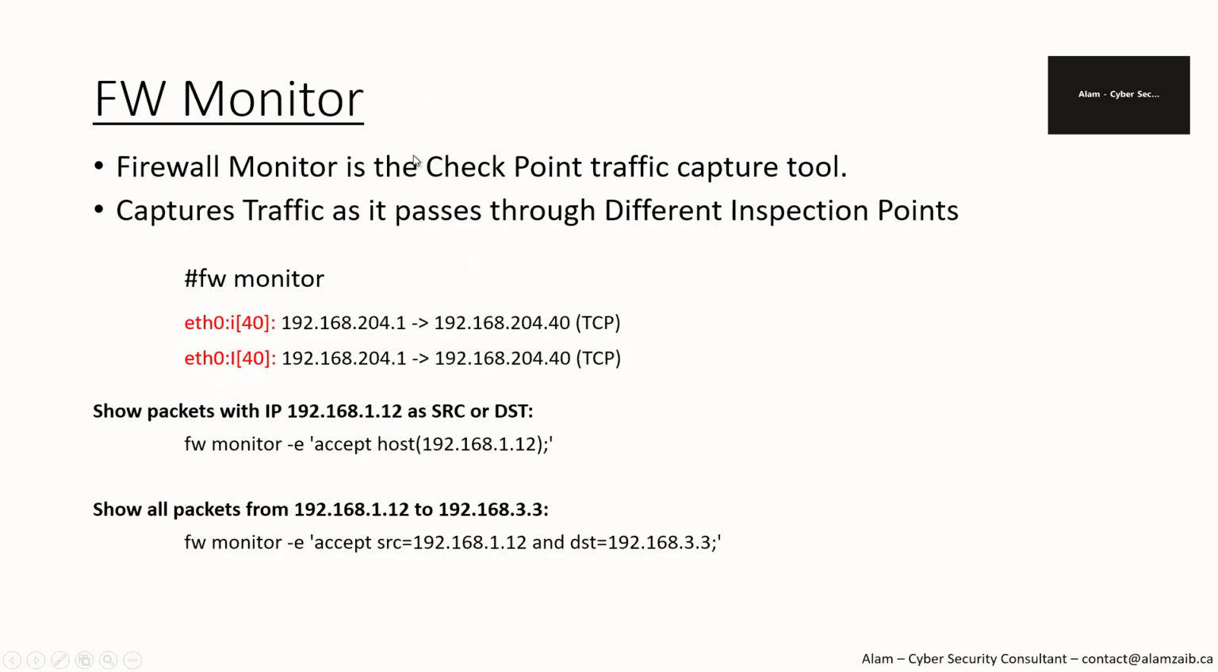FW Monitor is the Checkpoint packet capture tool, similar to tcpdump, but it captures traffic at different inspection points. So the command is fw monitor. The output will be something like the interface, and then small i, big I, small o, big O. Here's an example of how the command works. Let's say we want to find out about this IP here. It could be source or destination, so this is the command. Just use host. If you want to be more specific, then we can put source and destination.